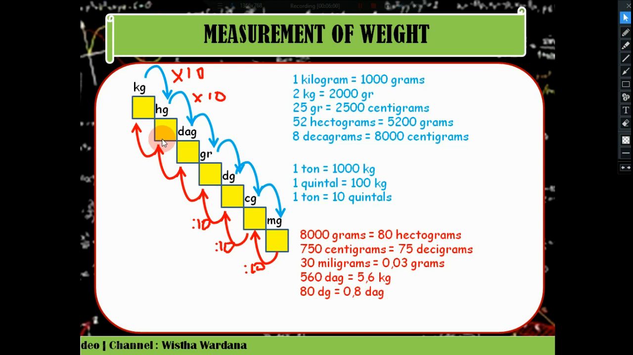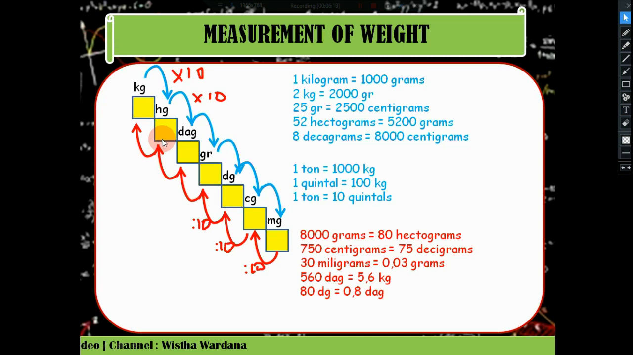750 centigram convert into decigram. You know, from centigram to decigram, you have to move up 1 step. And then you have to divide 750 centigram by 10. So you will get 75 decigram.